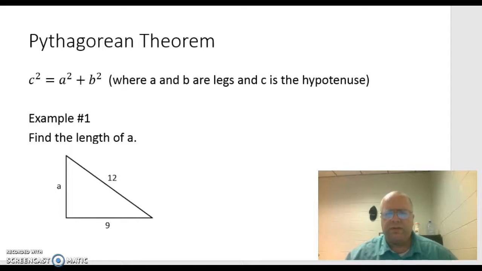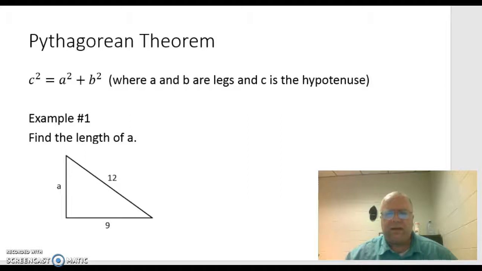So in order to use this formula, the triangle has to be a right triangle. That means it has to have a 90-degree angle. If it does have a 90-degree angle and we're given 2 of the lengths of the sides, we can find the third one.